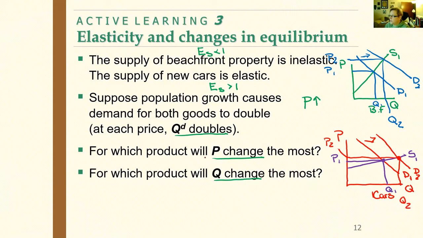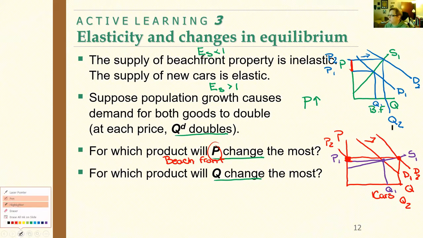So let's take a look. For which product will the price change the most? Up here in beachfront property, we have this amount of change in price. In new cars, we have this amount of change in price. So for which one does it change the most? Beachfront. Because you can't make more of it. It's very limited.